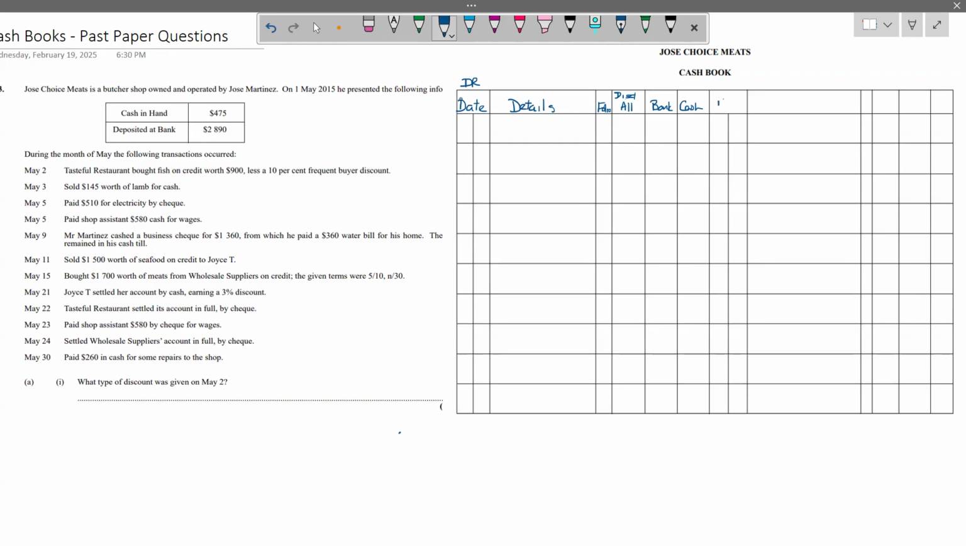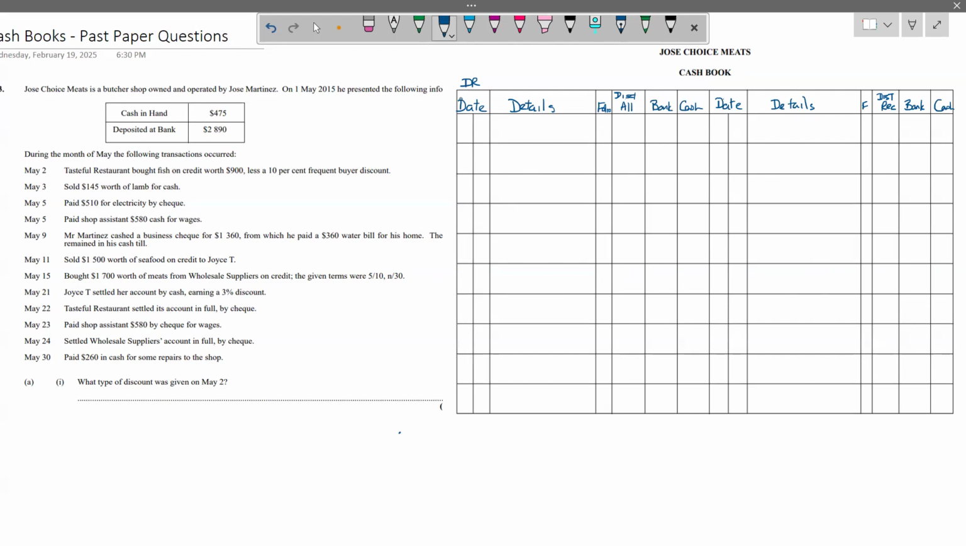So on the next side, date, details, folio. I'll just put F for now, right? Discount received, bank, cash, right? So let's go take a look at the question.